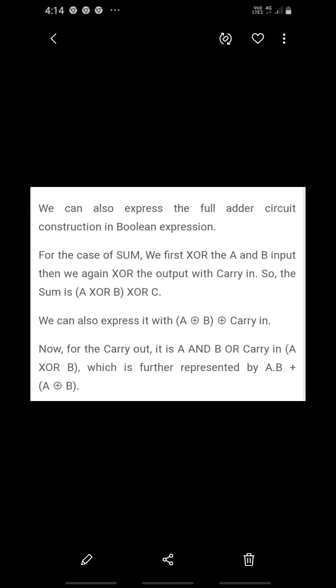Now for the carry output, it is A and B, and carry in times A XOR B, which is further represented by AB plus (A XOR B) C.